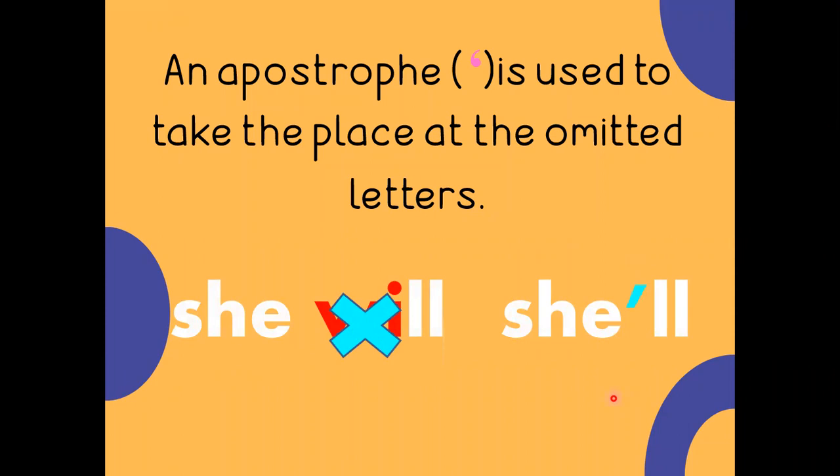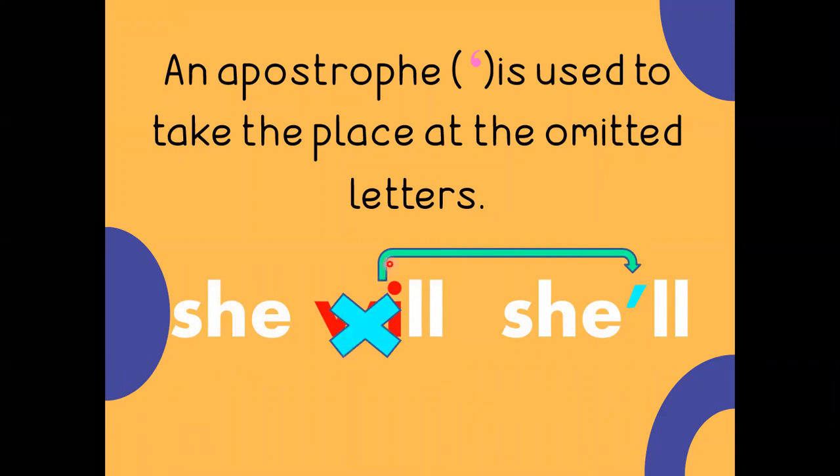You understand now? So the W and I becomes an apostrophe, and the word she will becomes one word: she'll.